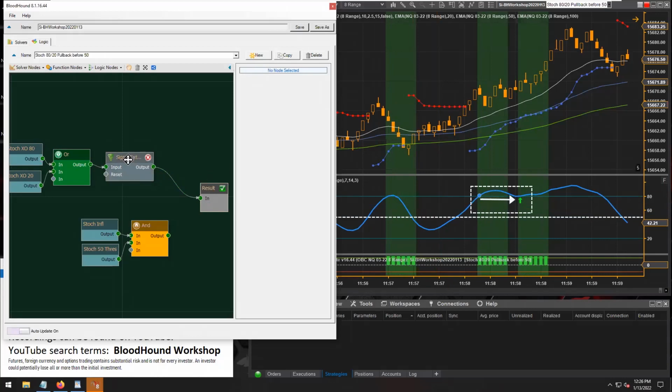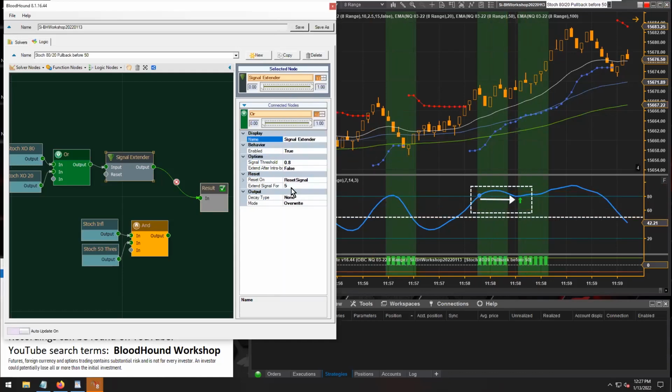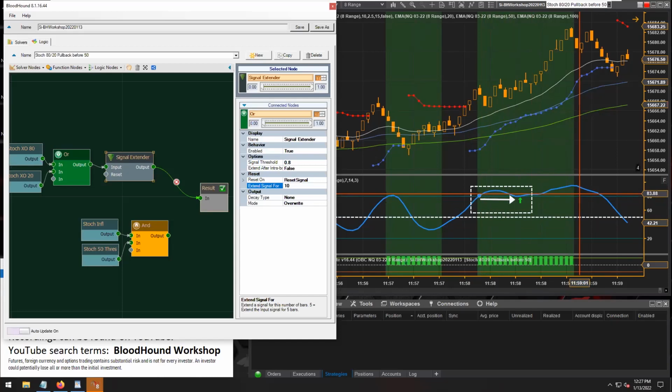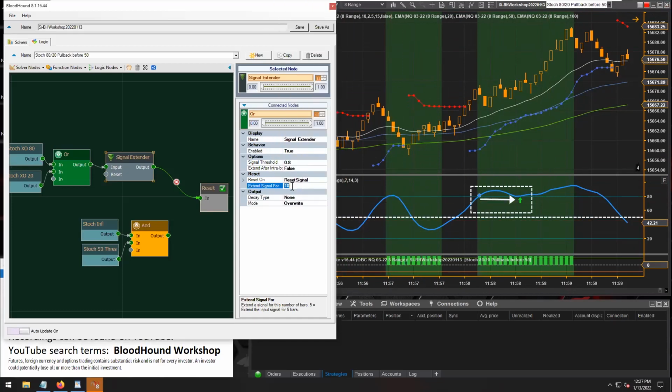And what we need to do is guesstimate how many bars it takes for the stochastic to do its pullback and then reverse back up. How many bars can that possibly take? Who knows? It could possibly take 10 bars or more. So there's 10 bars, and 10 bars is probably too much. At least on this 8 range chart, it does look like 10 bars is too much. But we'll leave it at 10 for now, and I'll dial it back if we need to.